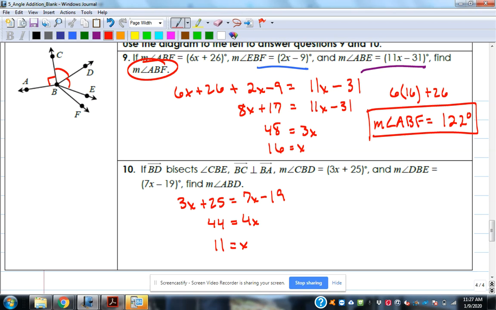And the only thing it asked us to find was the measure of angle ABD, so what do we do with that? Okay, plug it into CBD and add 90 to it. Why are we adding 90? Yeah, they're perpendicular rays, so that's 90 degrees, which is equal to the measure of angle ABD. So 33 plus 25 plus 90 is 148. There's our final answer.